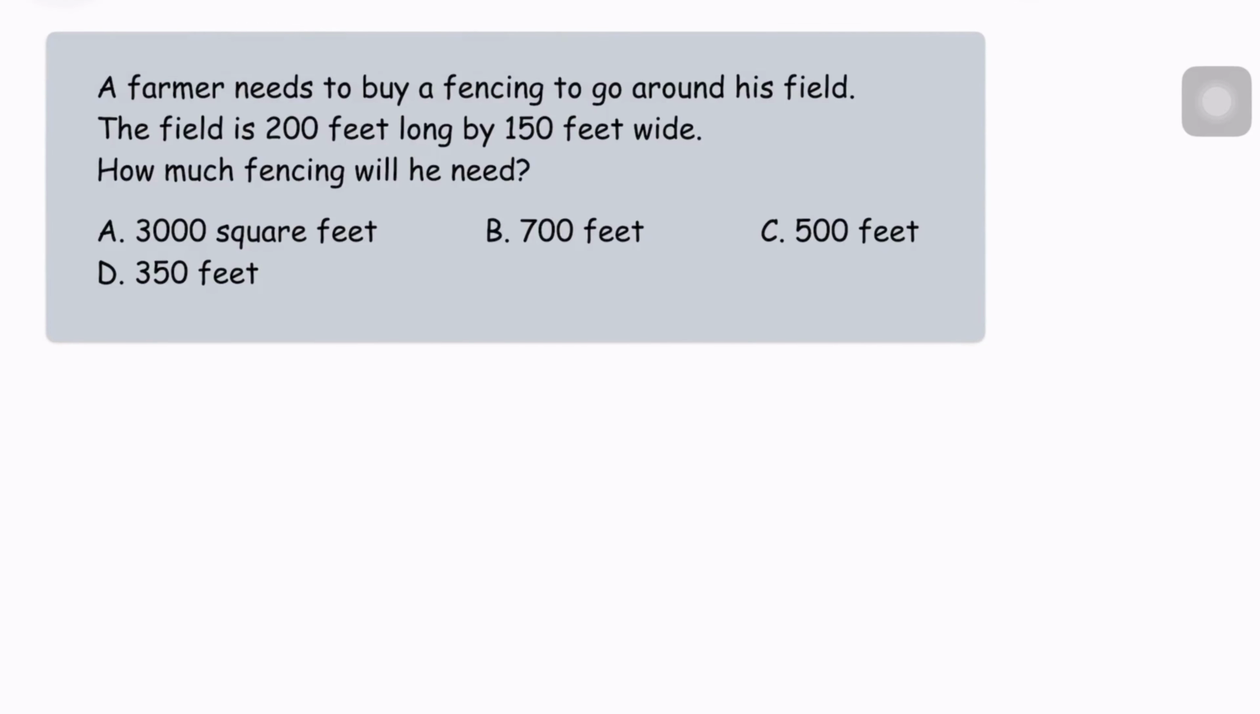Okay, so this is the next question. A farmer needs to buy a fencing to go around his field. The field is 200 feet by 150 feet. How much fencing will he need? I am giving you 10 seconds. Try yourself. If you need more time, pause the video and then we will solve it together.